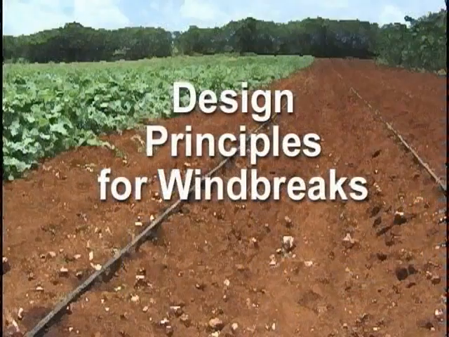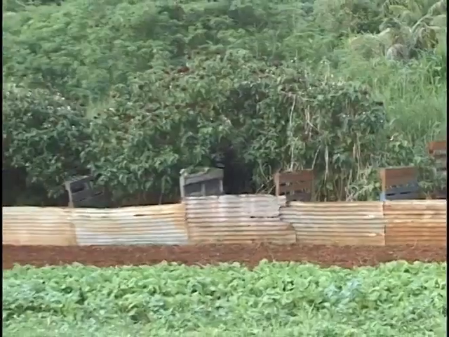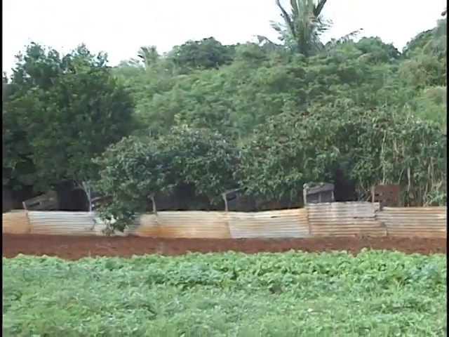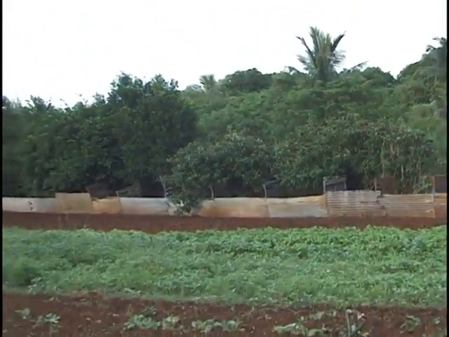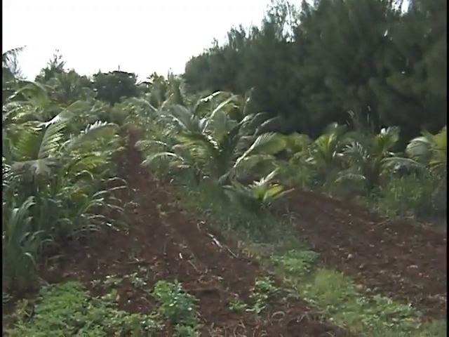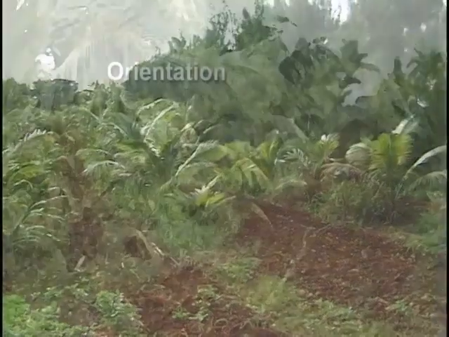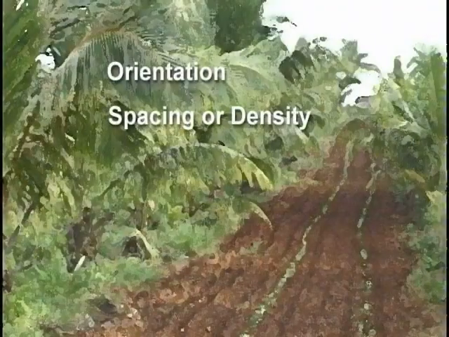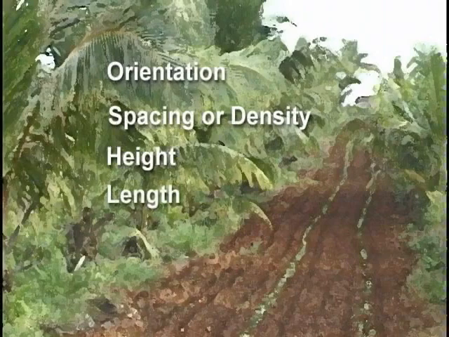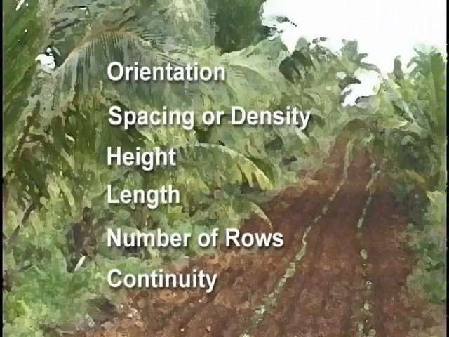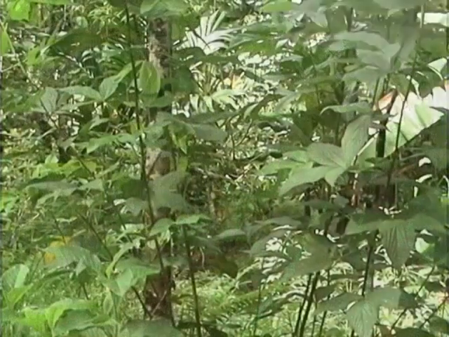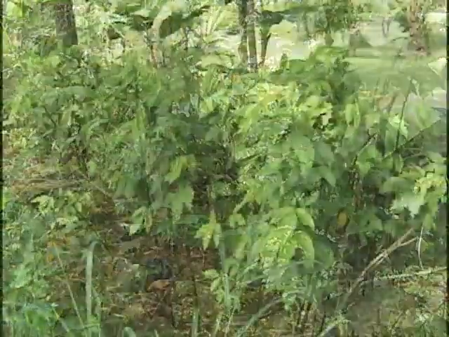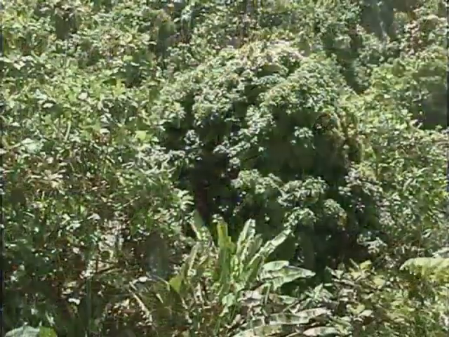First, though, we'll look at some of the basic design principles. There are a number of variables that must be considered in designing a windbreak. Essential physical characteristics to consider in the design process include orientation, spacing or density, height in relation to area protected, length, number of rows, and continuity. Appropriate species of trees and shrubs are also an important factor and will be considered later.